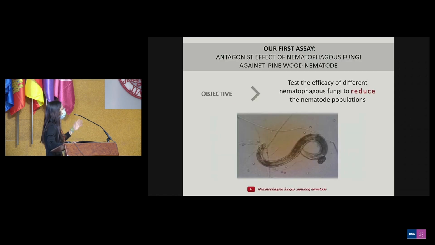And that said, I want to present concretely my essay, which aim is to test the efficacy of different nematophagous fungi to reduce the nematode population. First of all, I want to show you a short video in which we can see how the fungi trap the nematode.